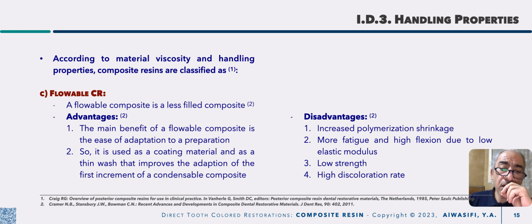Packable is rare, but flowable is still used up till now, either as a liner under composite or to block out undercuts. But you should know that it has an increased polymerization shrinkage, and it has more fatigue and high flexion due to its low modulus of elasticity, and some clinicians consider this an advantage to use it in class 5, especially in patients with abnormal occlusal habits or parafunctional habits. It has a low strength with high discoloration rate.